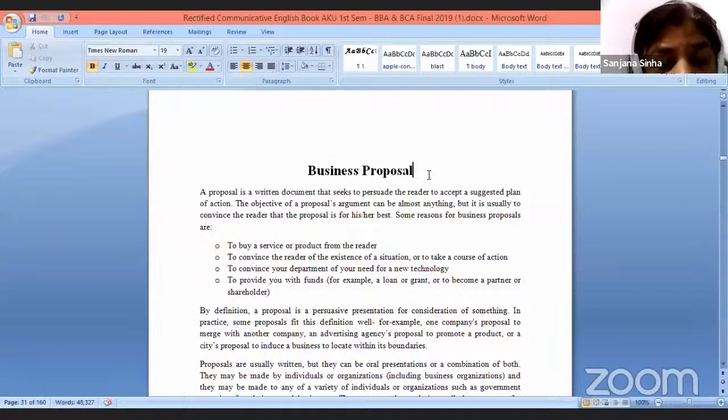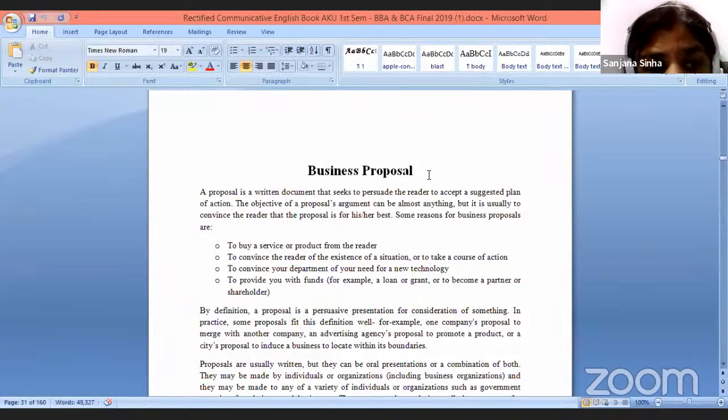और प्रपोजल इस तरह से लिखा जाता है कि पढ़ने वाला उसको पढ़ के एक्सेप्ट करे आपका प्रपोजल। आपका क्या है? As I said, it is a suggested plan. A proposal is a plan which you are going to write, and you want the reader to accept your proposal. The objective of a proposal argument can be almost anything. A proposal कुछ भी हो सकता है, can be just about anything.